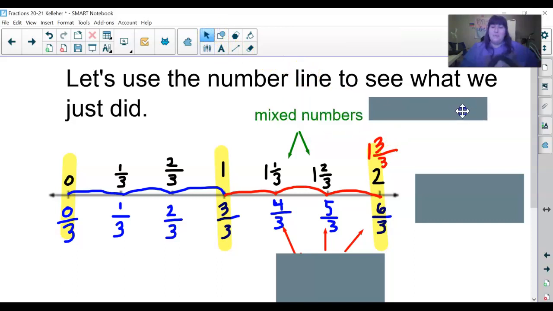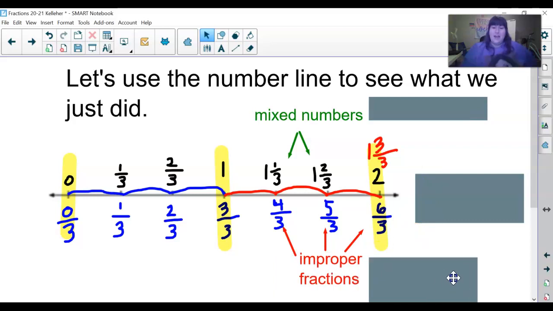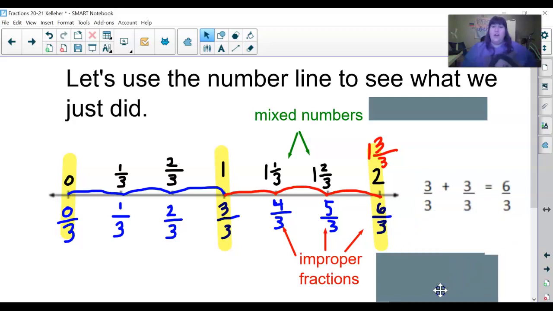On top, you can see our mixed numbers, which are with a whole number and a fractional piece. And on the bottom, you can see our improper fractions, where the numerator is greater than the denominator. If you look at this, 3/3 plus 3/3, 1 plus 3/3, we end with 6/3.